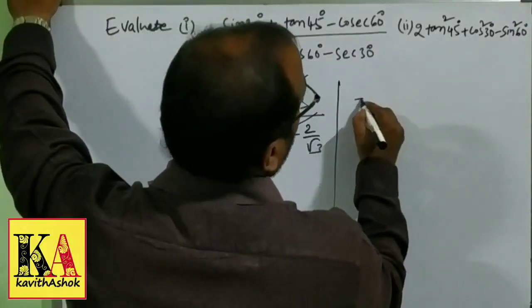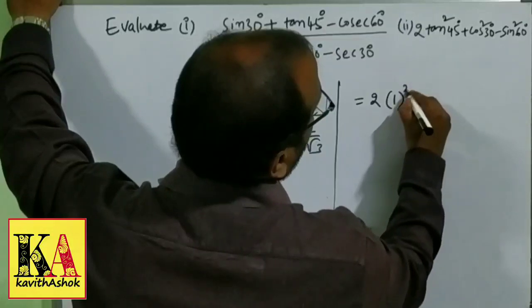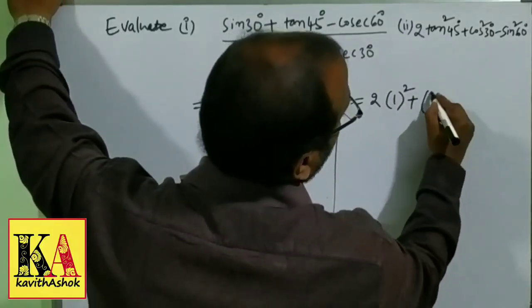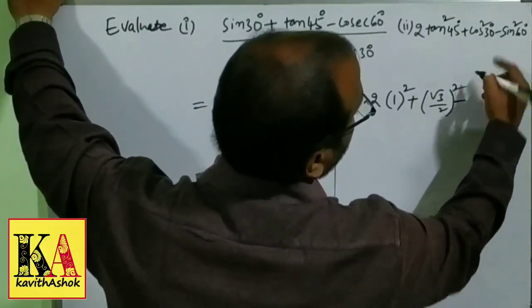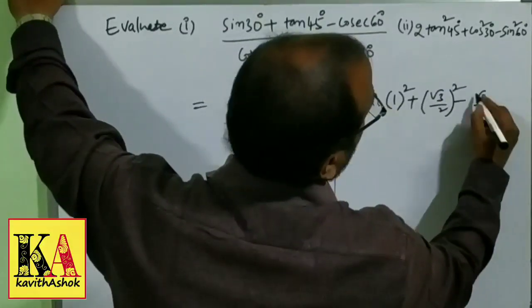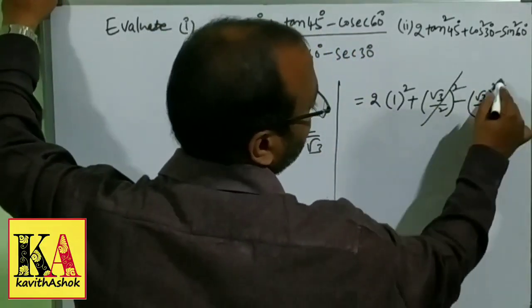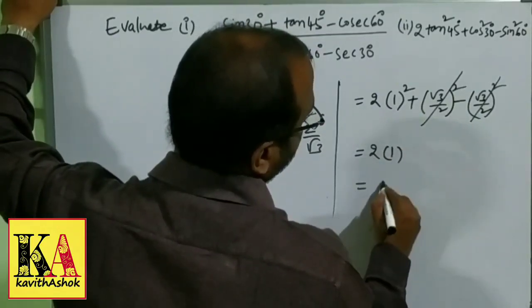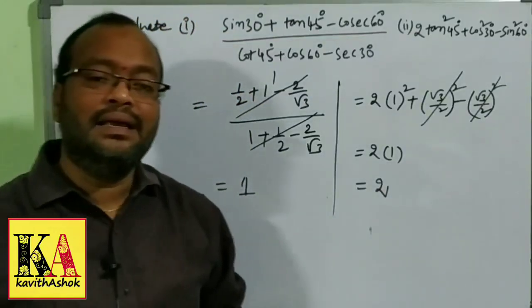Second, 2 into tan 45. Tan 45 is nothing but 1 square, plus cos 30 is nothing but sin 60, root 3 by 2 whole square, minus sin 60 again root 3 by 2 whole square. Root 3 by 2 square minus root 3 by 2 square cancel. 2 into 1 square is nothing but 1. The answer will be 2. So like this we can easily calculate the answer.